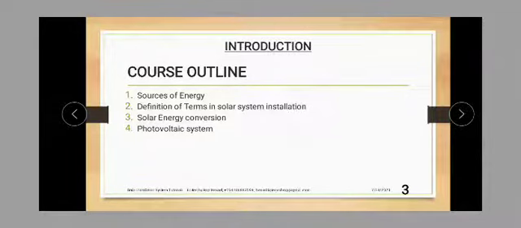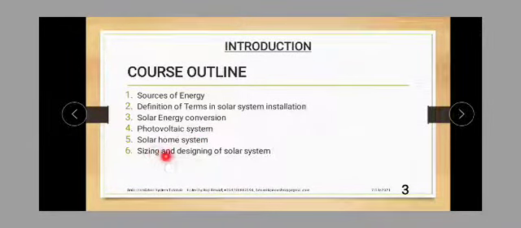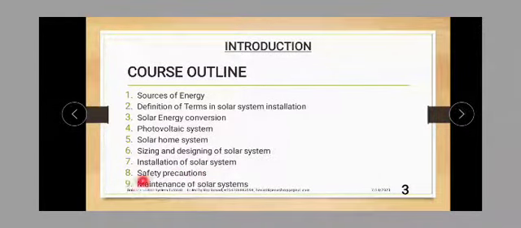Energy can be converted in different ways. We have also number four, photovoltaic system, which we are going to discuss in detail. Solar home system is another topic that we are going to discuss. Then sizing and designing of solar system. Number seven, installation of solar system. Number eight, we have safety precautions. And finally, number nine, maintenance of solar systems.